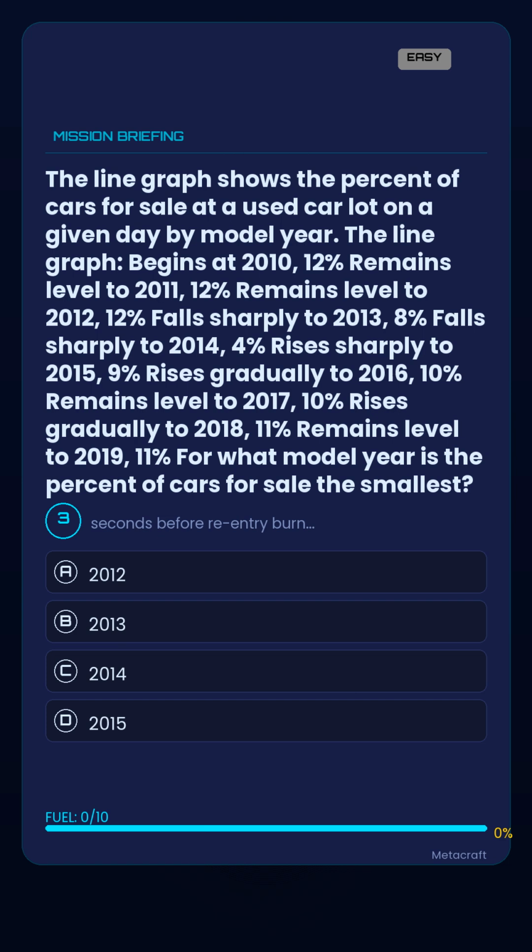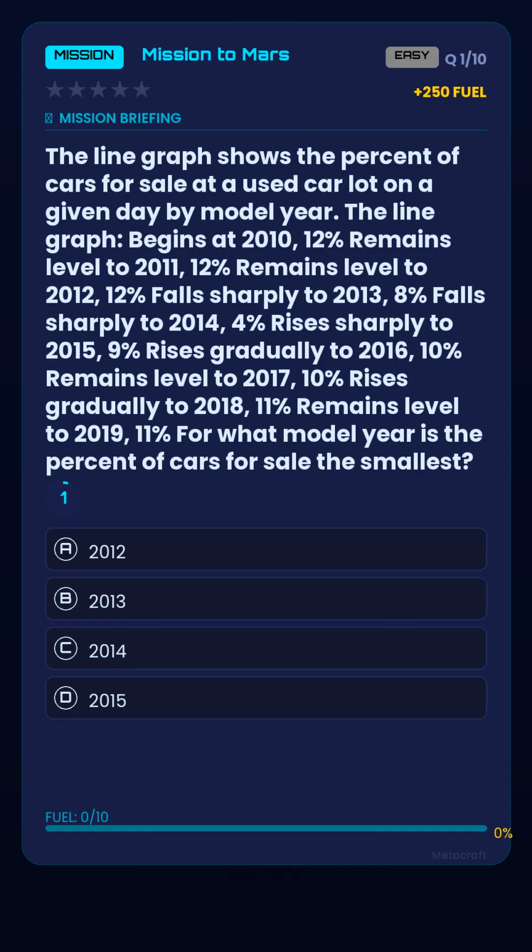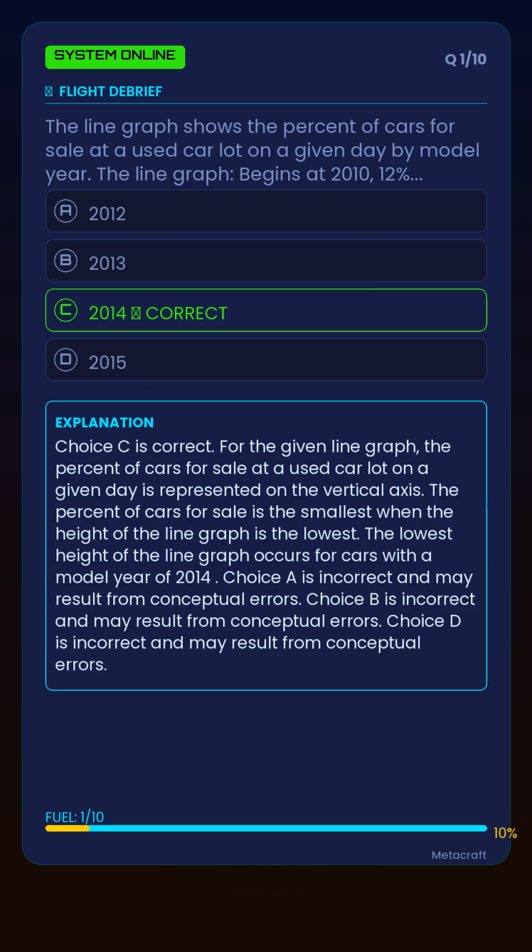Option A, 2012. Option B, 2013. Option C, 2014. Option D, 2015. The correct answer is C. Check the description for the full explanation.